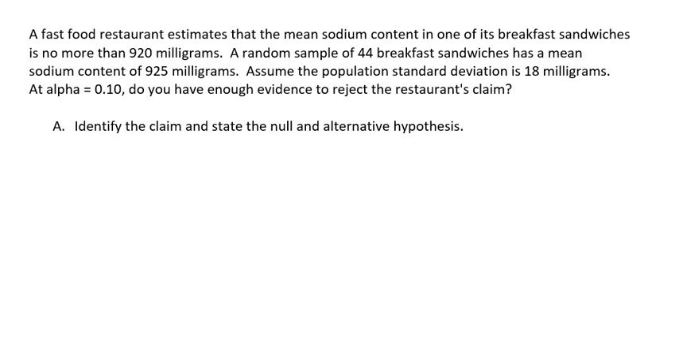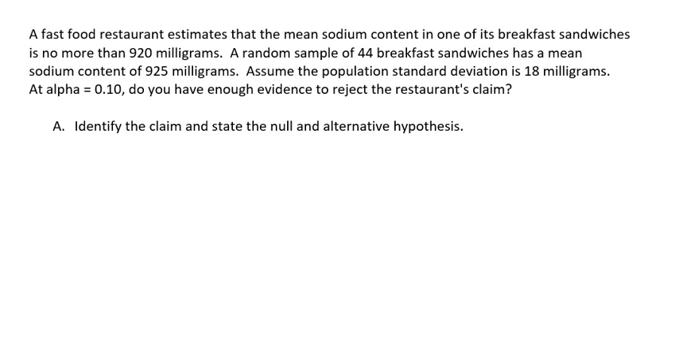Now let's look at an example where we're using the rejection region to make our decision. A fast food restaurant estimates that the mean sodium content in one of its breakfast sandwiches is no more than 920 milligrams. A random sample of 44 breakfast sandwiches has a mean sodium content of 925 milligrams. Assume the population standard deviation is 18 milligrams. At alpha equals 0.10, do you have enough evidence to reject the restaurant's claim?